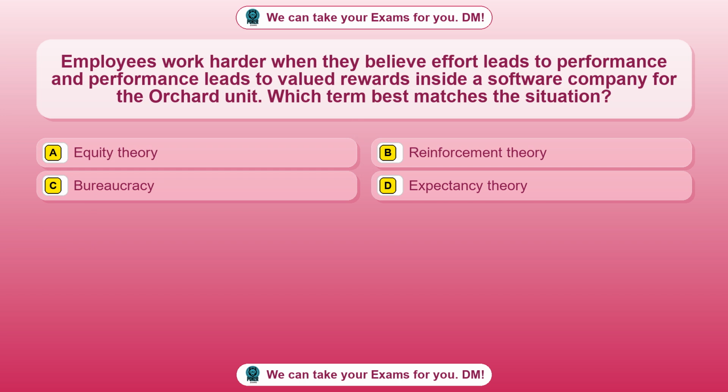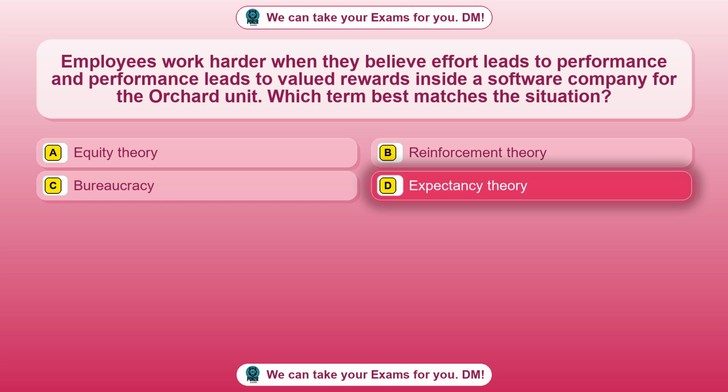Question 44. Employees work harder when they believe effort leads to performance and performance leads to valued rewards inside a software company for the orchard unit. Which term best matches the situation? Option A, equity theory. Option B, reinforcement theory. Option C, bureaucracy. Option D, expectancy theory. The correct answer is option D, expectancy theory.